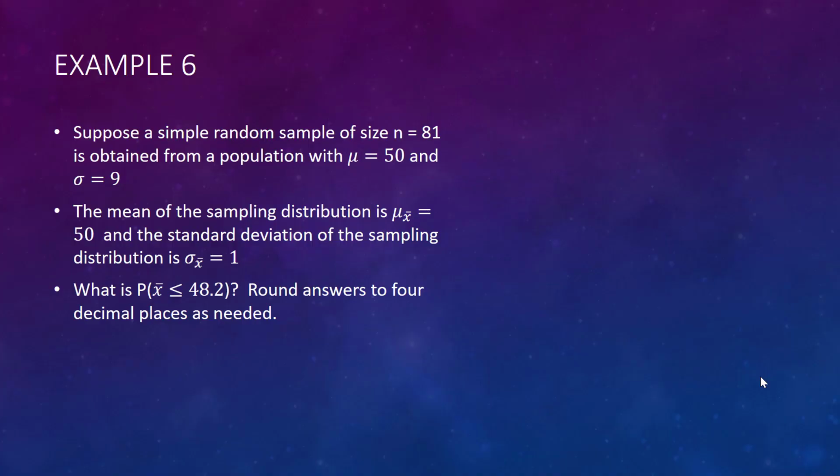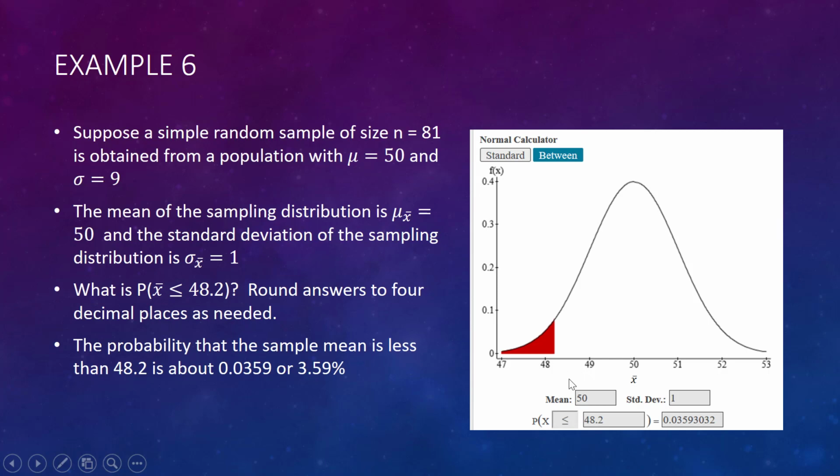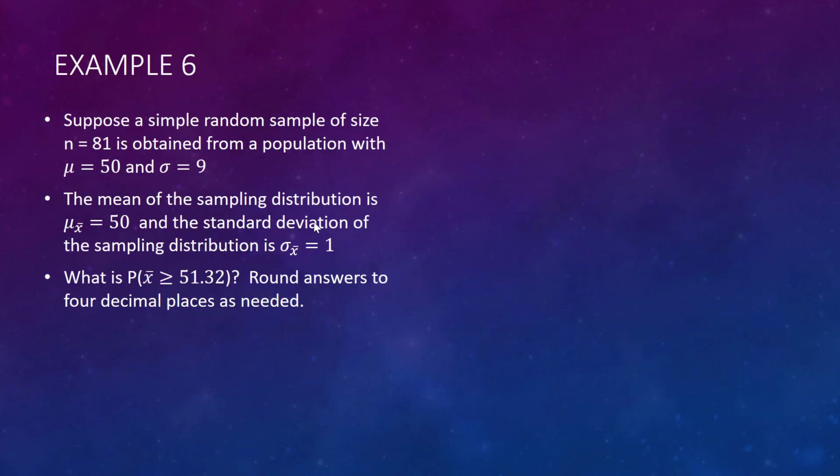So coming back to our PowerPoint slide, here is our picture. And again, the probability of finding a value that is equal to or less than 48.2, in other words, this red shaded area under the curve, is about 3.59%. Let's do another problem. We're still working in the same example. However, this time we want to find the probability that our sample mean is greater than or equal to 51.32. Again, using the population mean of 50 and our standard deviation of 1. So again, let's go to StatCrunch and figure that out.